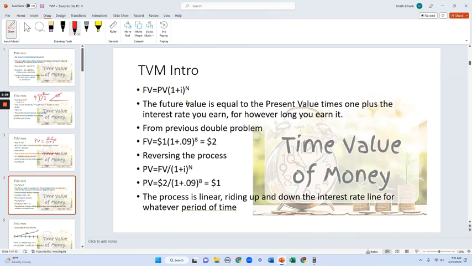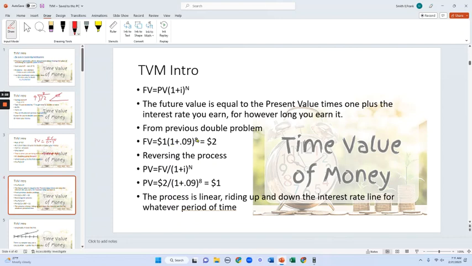And there it is once again. The future value is equal to the present value times 1 plus the interest rate you earn for however long you earn it. Mathematically, if you want to put it into an equation, you could take a dollar, for instance, if you're trying to see how much a dollar would be worth in the future. A dollar is the present value. 1 plus 0.09, or 9%, is the interest rate. And you take it to the 8th power.